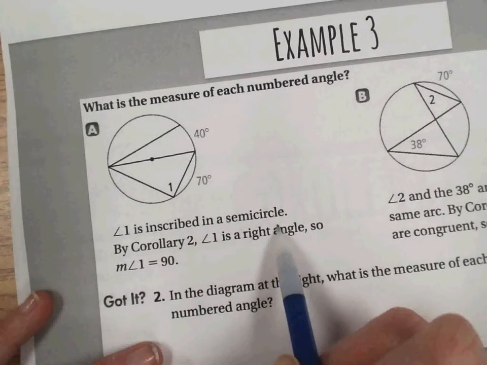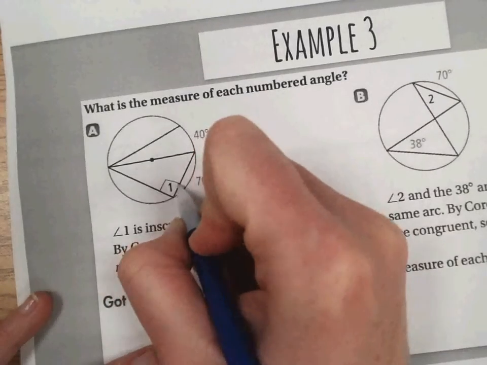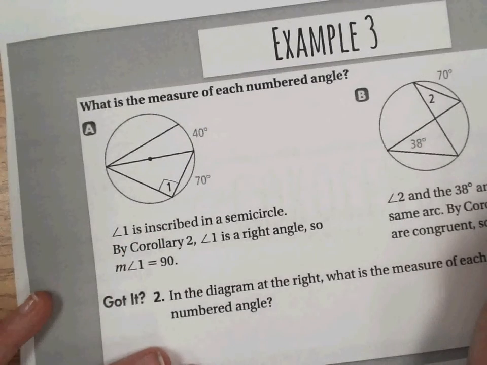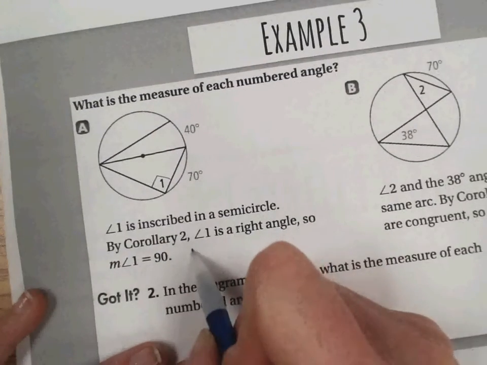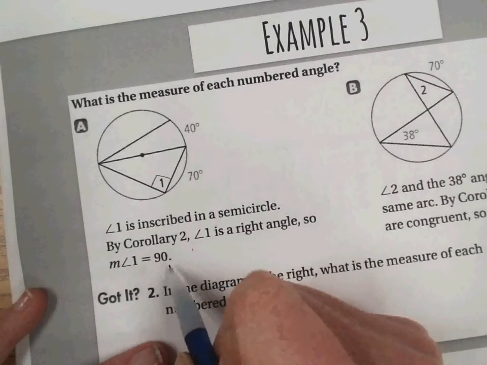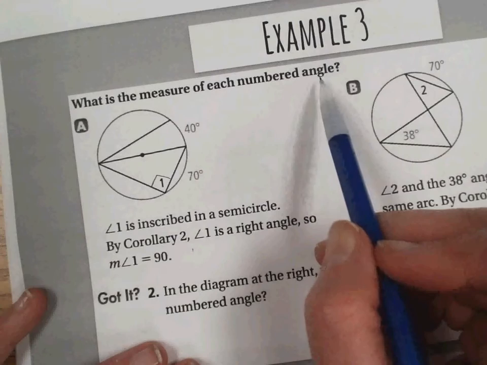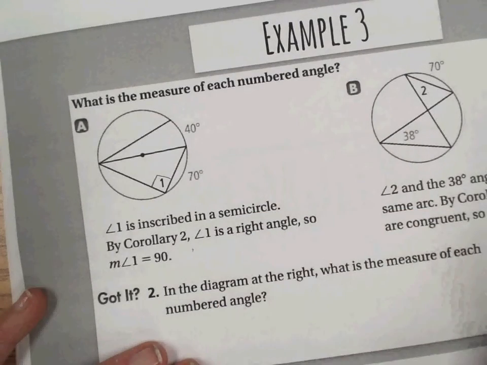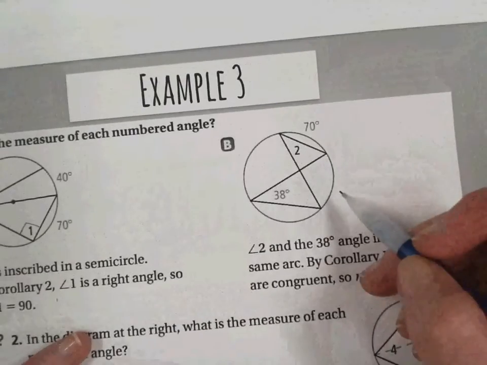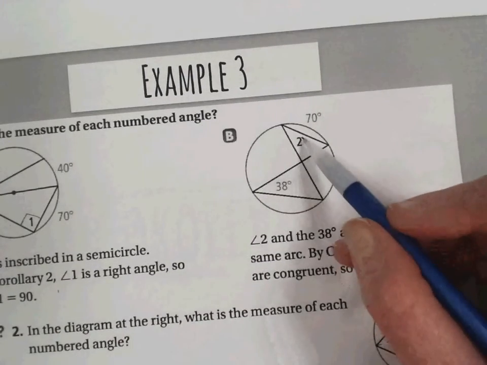Example 3. So we have here, angle 1 is inscribed in a semicircle. Okay, that's easy enough, so it's got to be 90. By corollary, angle 1 is a right angle, so the measure of angle 1 is 90 degrees. And that's all it asks us for. So that was pretty easy.